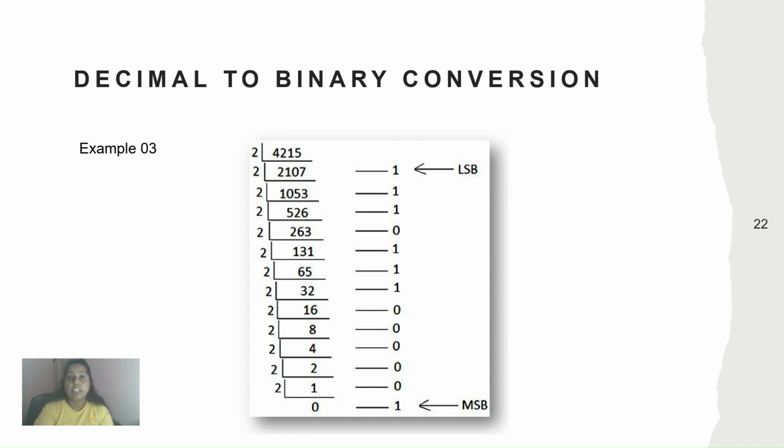Decimal to binary conversion. Another example is given here. You can see 4215 converting into a binary number. There are a lot of steps involved, but still number by number you can divide accurately, and then you can come up with the correct answer.